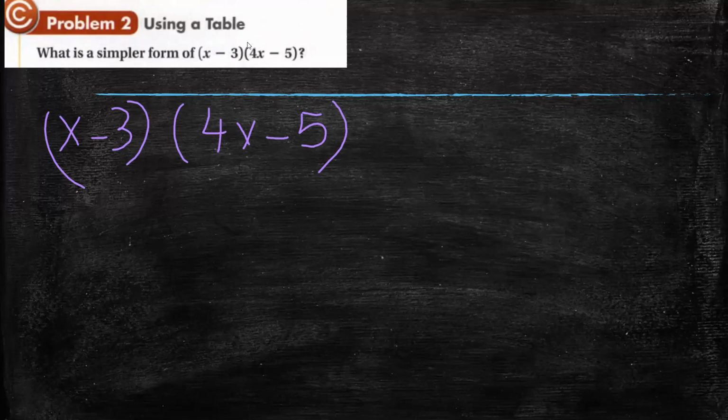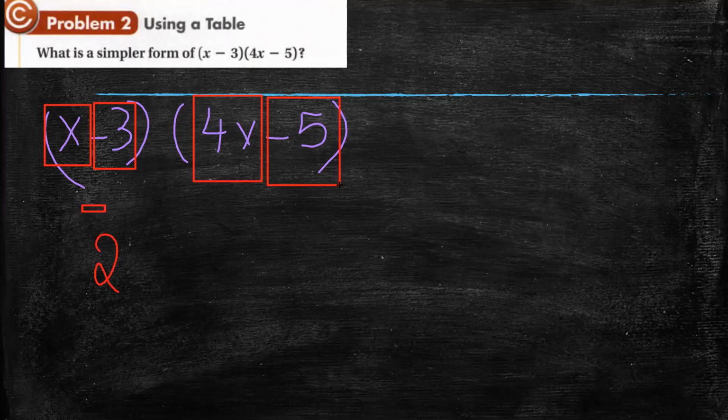And here, how many terms do we have? 2. This is the first one, and this is the second one. And the second binomial, how many terms do we have? Also 2. Because of that, I will draw a table. This table is 2 by 2. Why 2 by 2? Because the first one has two monomials, and the second one has 2 monomials. So my table will be 2 by 2.